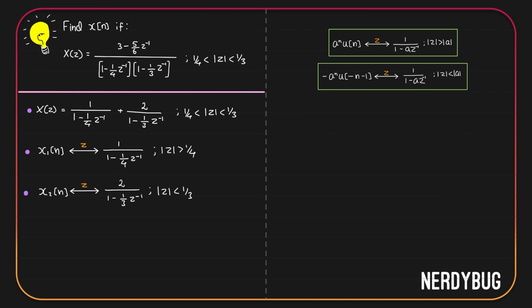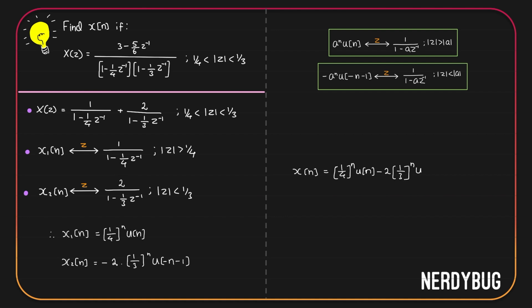Since x1 of n is a right-sided sequence, we can write x1 of n is going to be 1 by 4 to the power n u of n. Since x2 of n is left-sided, we can write x2 of n is going to be minus 2 times 1 by 3 to the power n u of minus n minus 1. Putting them together, we can write our final answer x of n. X of n will be 1 by 4 to the power n u of n minus 2 times 1 by 3 to the power n u of minus n minus 1.